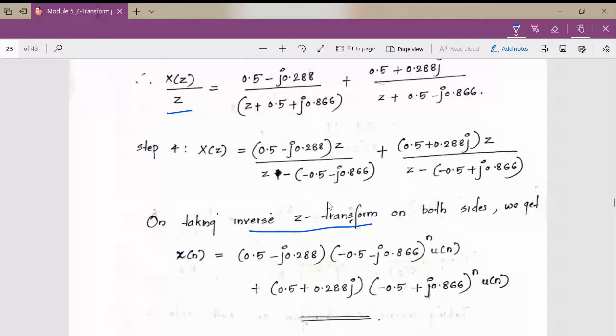This is to bring it into the format Z by Z minus A, because in that case we know the inverse will be A raised to n into u of n. So that is the purpose of bringing it to that form.